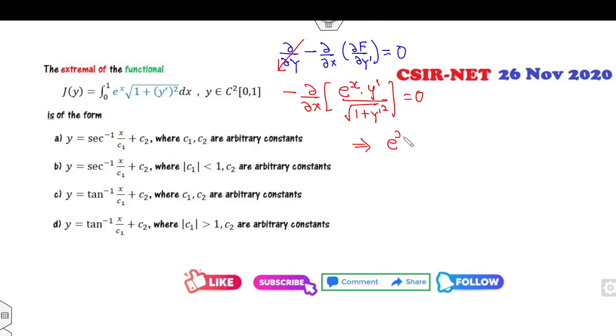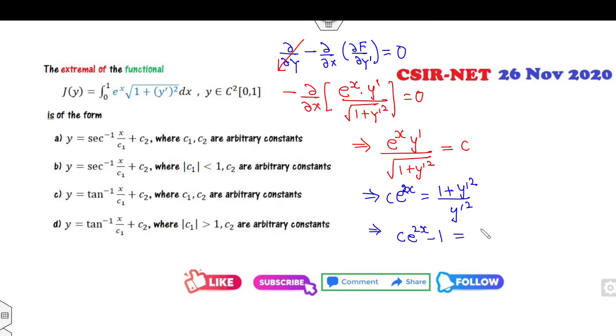That means e raised to power x times y dash over this value is a constant. Fine. Or I can say e raised to power x is 1 plus y dash square over y dash into twice c times of this. Clear? How can you solve that? You can easily solve that. It's c e raised to power 2x minus 1 is 1 over y dash square. So y dash will be 1 over c e raised to power 2x minus 1.